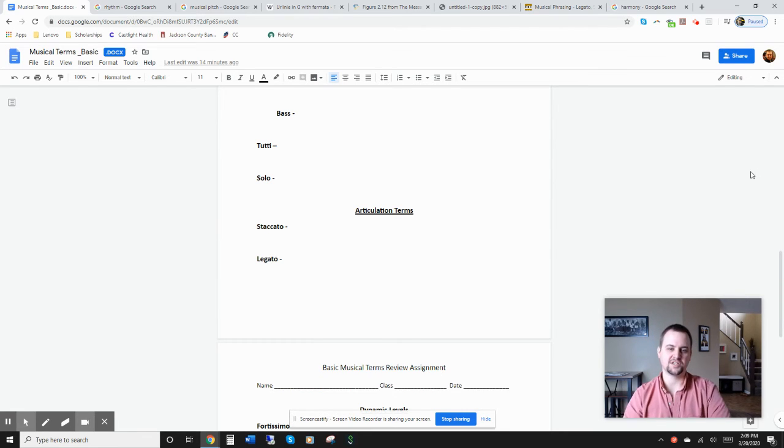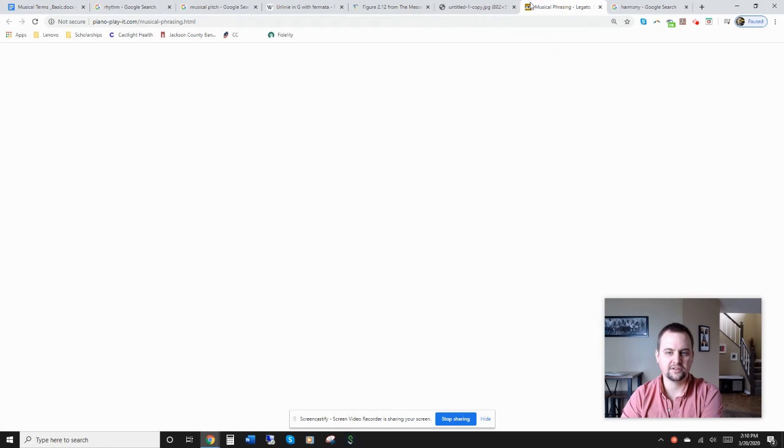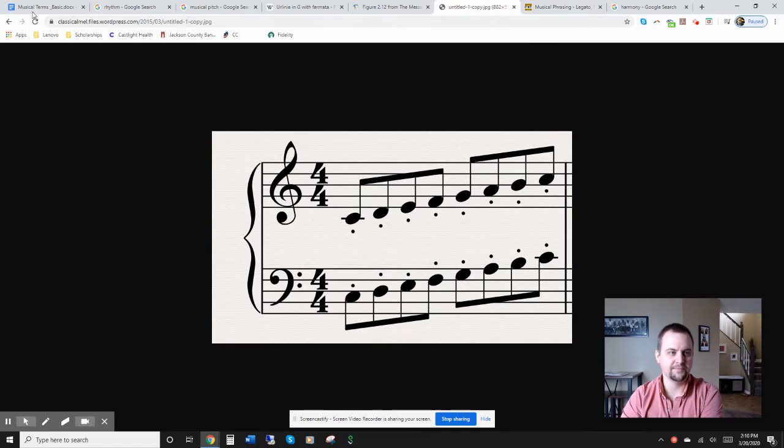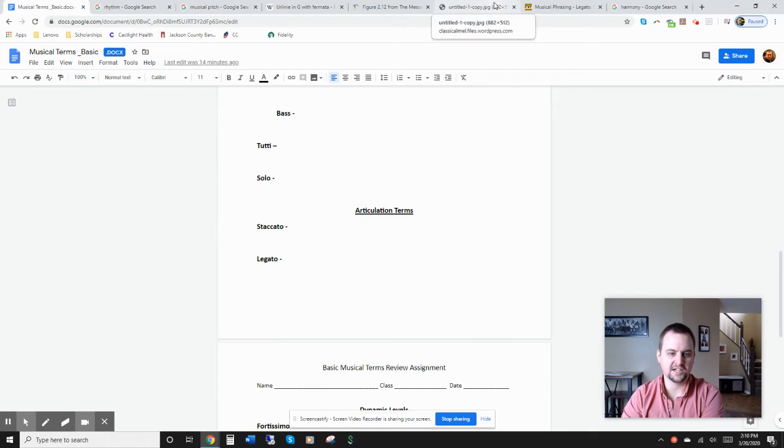Now we move on to articulation terms. These are 2 base terms here. Staccato and legato. They are antonyms here. They are opposites in the musical world. Okay, so the first is staccato, which means short and separated. So not da, da, da, but da, da, da. Bum, bum, bum, bum, bum.